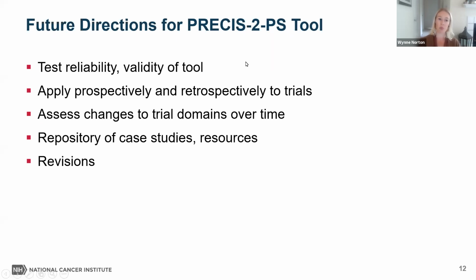Future directions for PRECIS-2 PS, as with the PRECIS-2 tool, really trying to test the reliability and validity of the tool, apply it prospectively, and then as well as retrospectively, although there are some methodological limitations to applying retrospectively, assessing changes in domains that may occur naturally over time and how that may have implications for the interpretation of the trial and the application of the trial results, a repository of case studies that can help better understand and use for training purposes, and get a snapshot of the field in terms of, are these strategies more on the explanatory end, the pragmatic end, where might we have saturation and focus on a different end of the continuum or in the middle relative to what we already have.